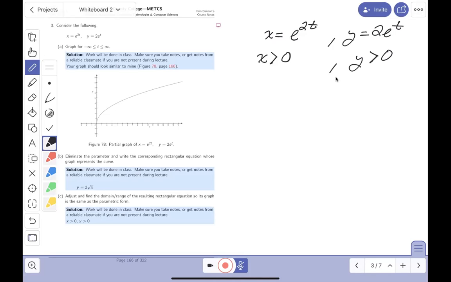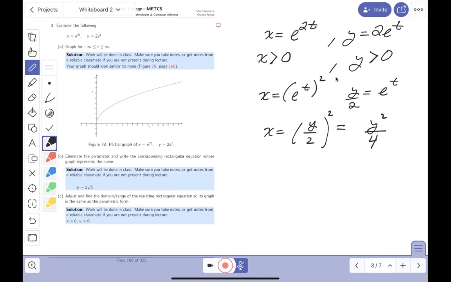Now someone says, could you solve that for t? Well, going back to Math 119, you could use logs. But what am I noticing over here? That x is actually equal to e to the t, squared. And e to the t, if I get that y down there, is really just y over 2. All right, so let's write this down. x equals, this is the elimination of the parameter by the way, y over 2 squared, which is going to be y squared over 4. Well, I hope you realize that this is a pretty simple equation. You get x equals y squared over 4.